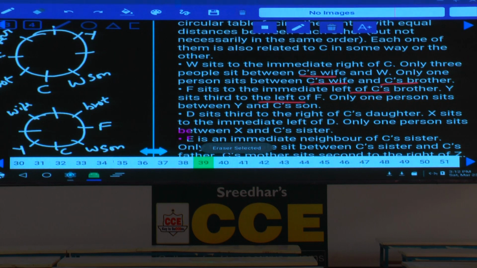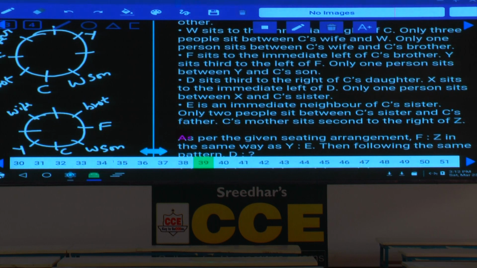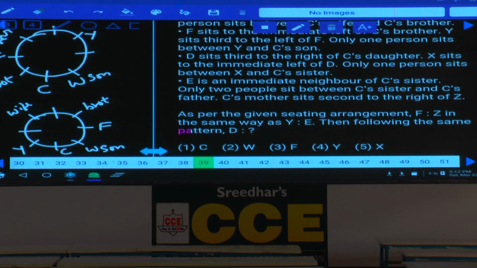The next information is: D sits third to the right of C's daughter, and X sits to the immediate left of D. X is to the immediate left-hand side of D. Now X and D must be adjacent to each other. As X is to the immediate left of D, tell me what is the only possibility.